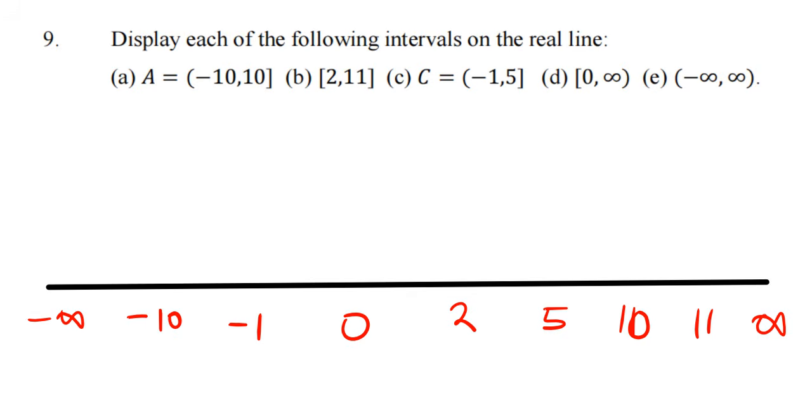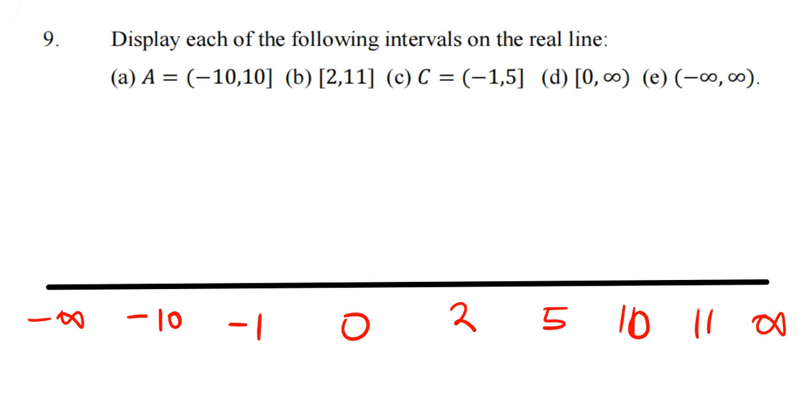That is for A. Then for B, we are moving from 2 to 11. Then if you look at B, all of them are included. It's a closed interval notation. So at B I'm going to shade, at 2 I'm going to shade, and at 11 I'm going to shade. So that is how we solve this one.